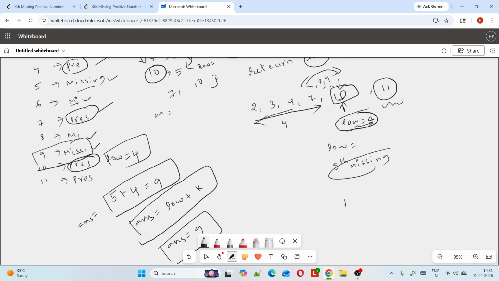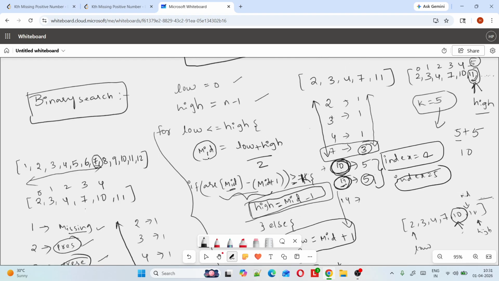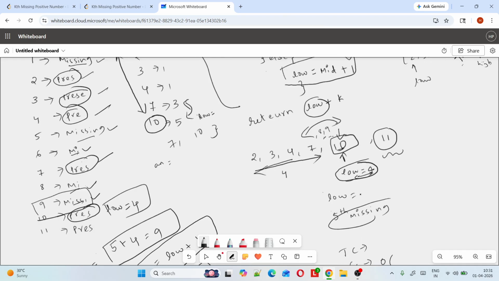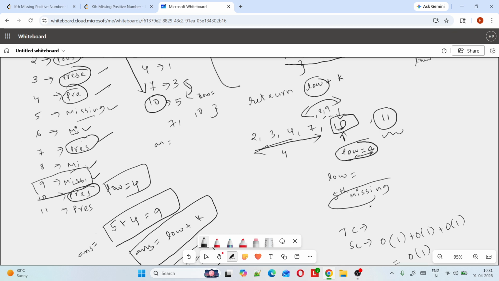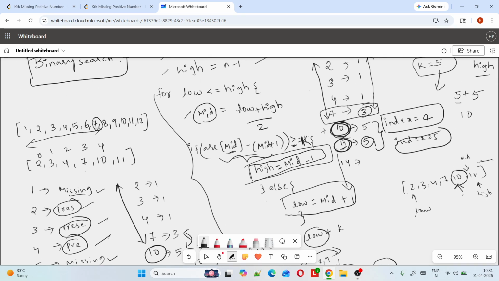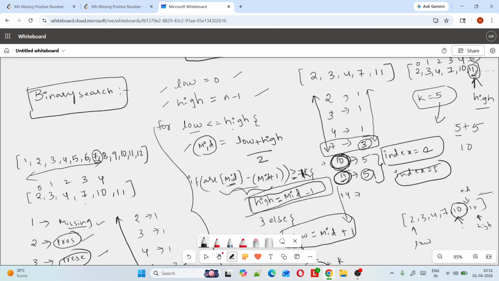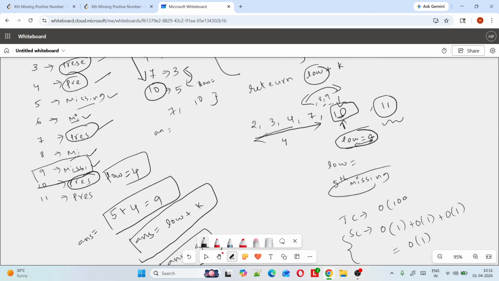If you think about the time and space complexity, space complexity depends on how many variables we have taken. Extra variables: 1, 2, 3, only 3. So O of 1 plus O of 1 plus O of 1, that is O of 1. Space complexity is O of 1. Now time complexity: since we are iterating from low to high, for binary search the time complexity is O of log n.